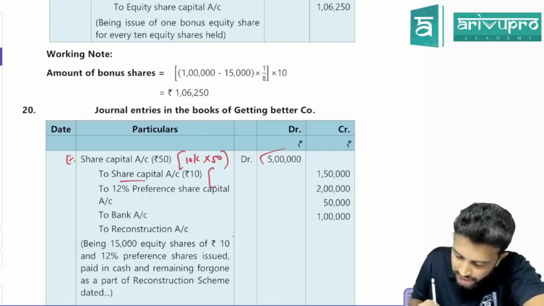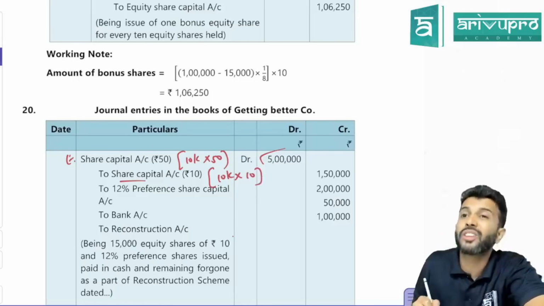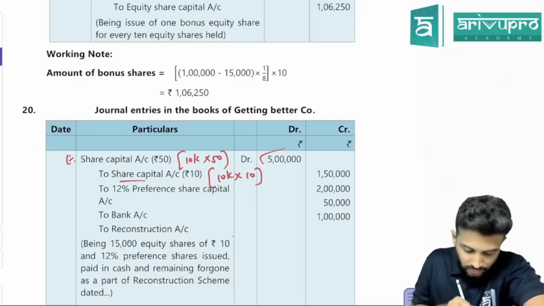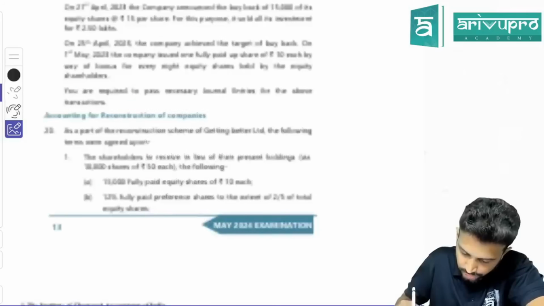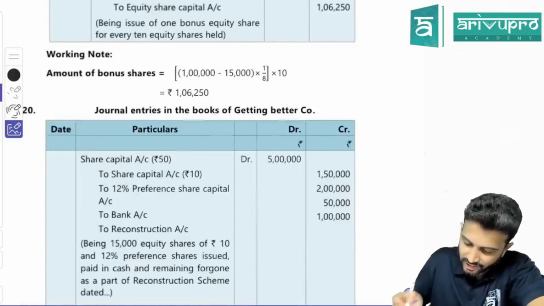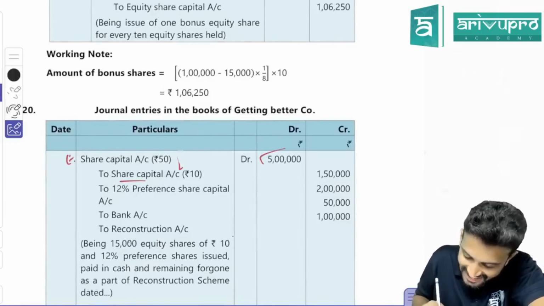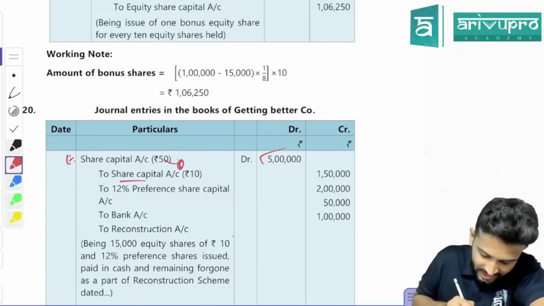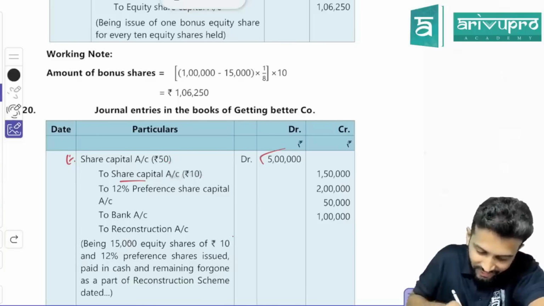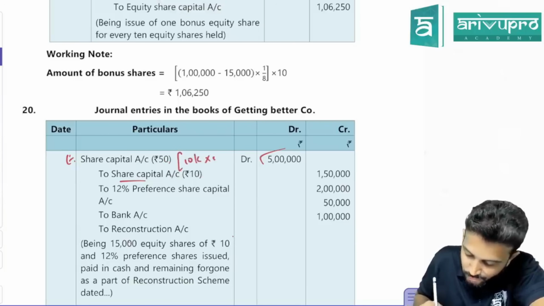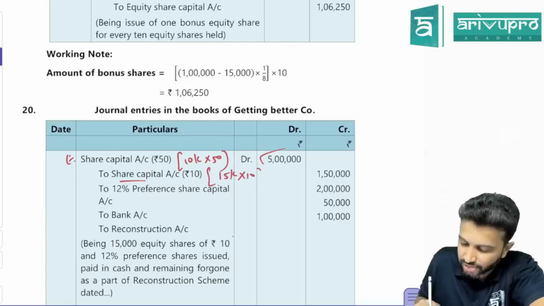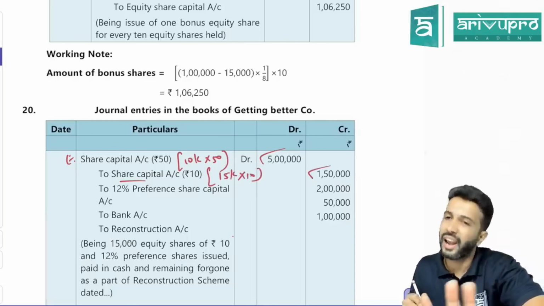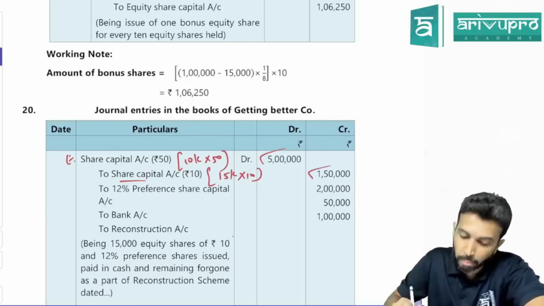To equity share capital, how much? 10,000 into what is the new face value? 15,000, right? It's not 10,000. Okay, I wrote the number wrong. 15,000 into 10 it is. First one correct. 10,000 into 50, which is 5 lakh. So how many shares are you showing? 15,000 shares of 10 each. So this is 1.5 lakh. So we have passed the entry. That's all, or is some more there?